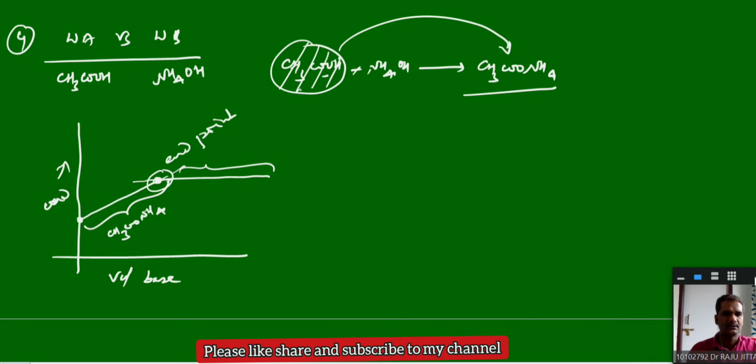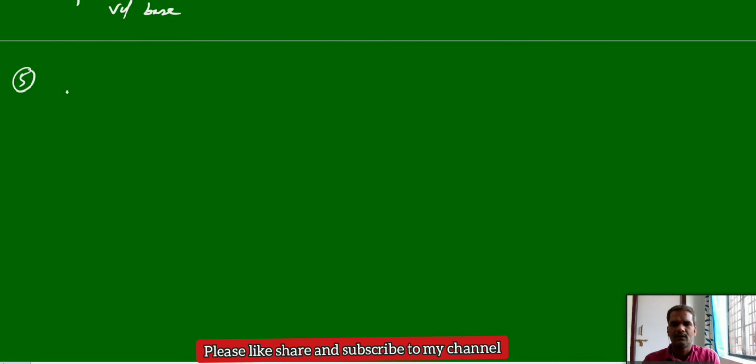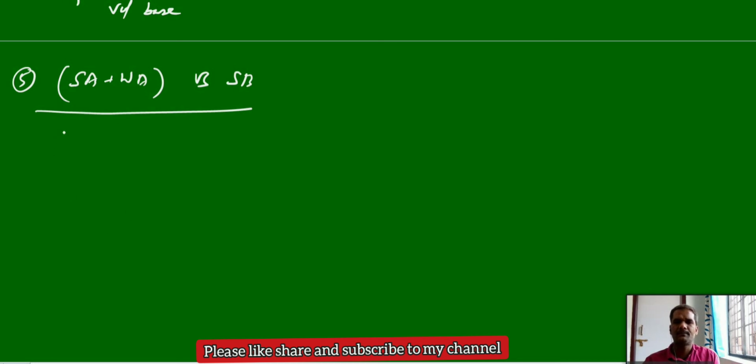And next, the fifth case: if you take the combination of strong acid plus weak acid versus strong base. That means a mixture of HCl and acetic acid, a strong acid and weak acid mixture, will be titrated with the strong base sodium hydroxide. Then how does the graph look in this case?